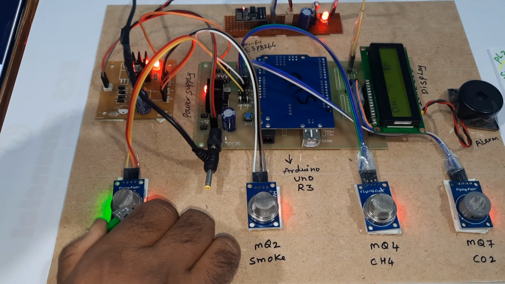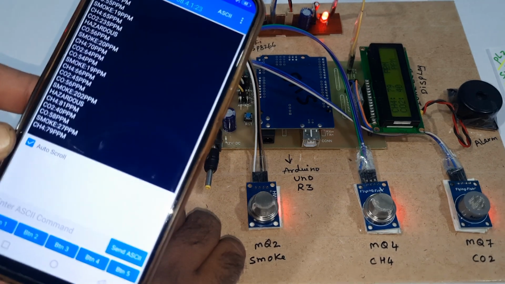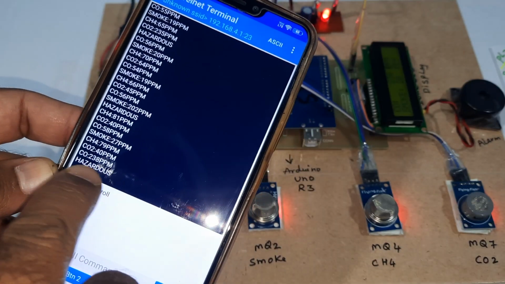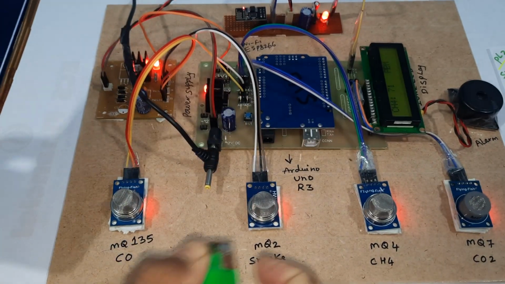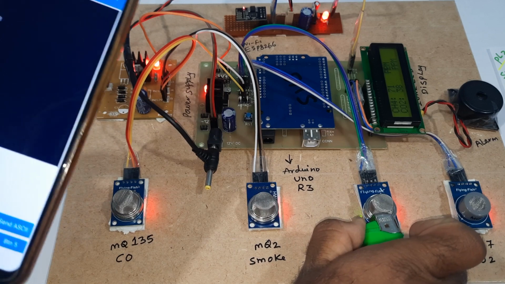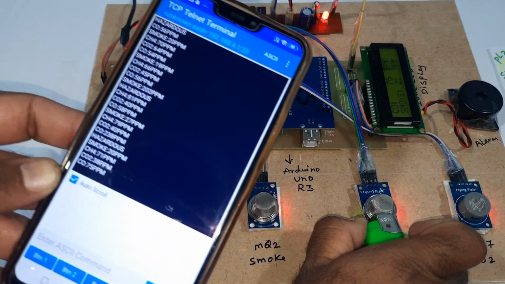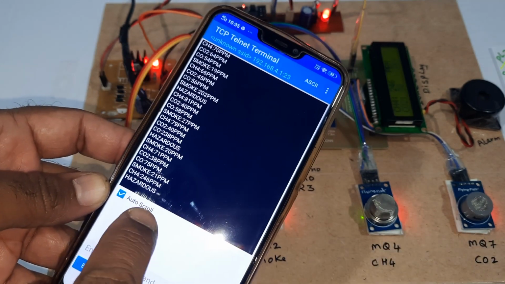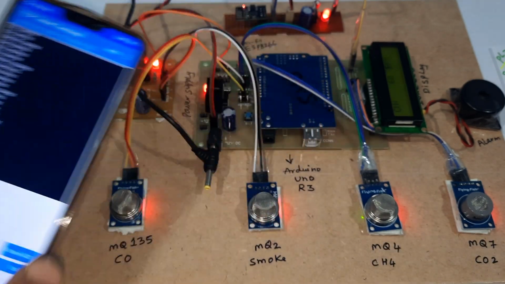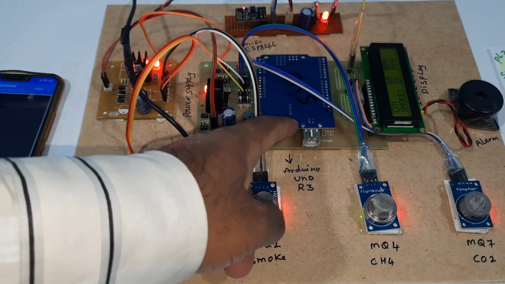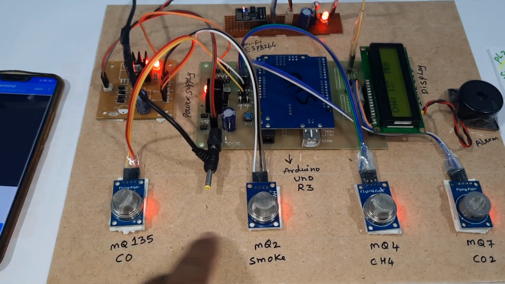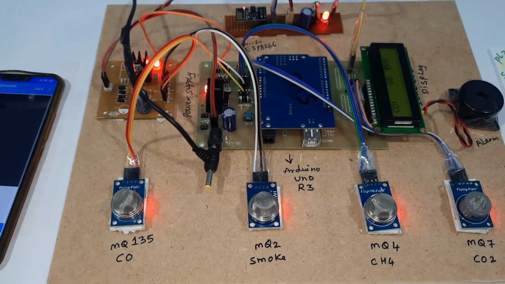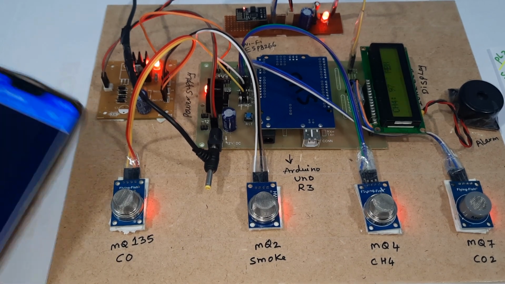So we need to give individual gases. CO alert. Methane gas alert. Methane gas alert, hazardous. So this is the Arduino Uno R3 board and four sensors, sensor 1, sensor 2, sensor 3, sensor 4, and we are monitoring on Telnet.